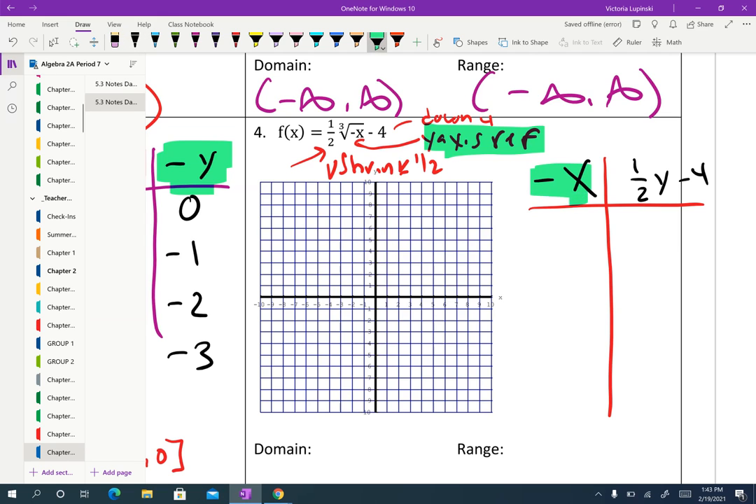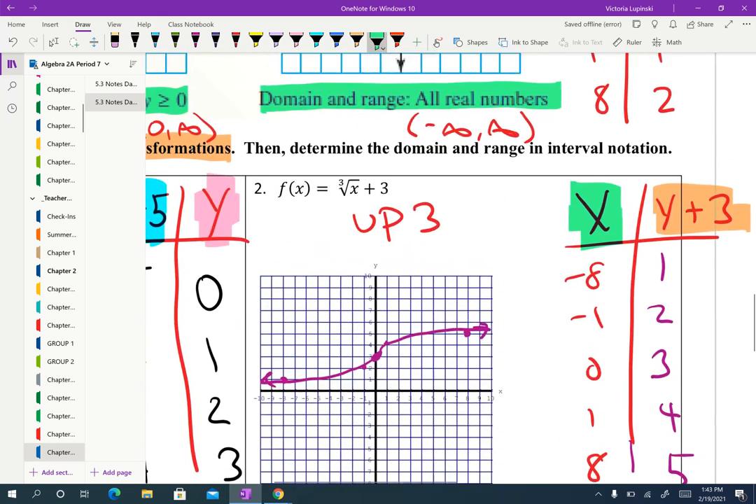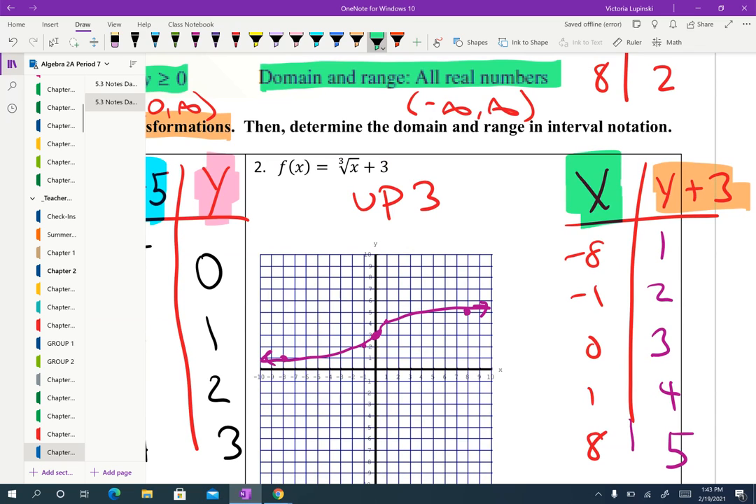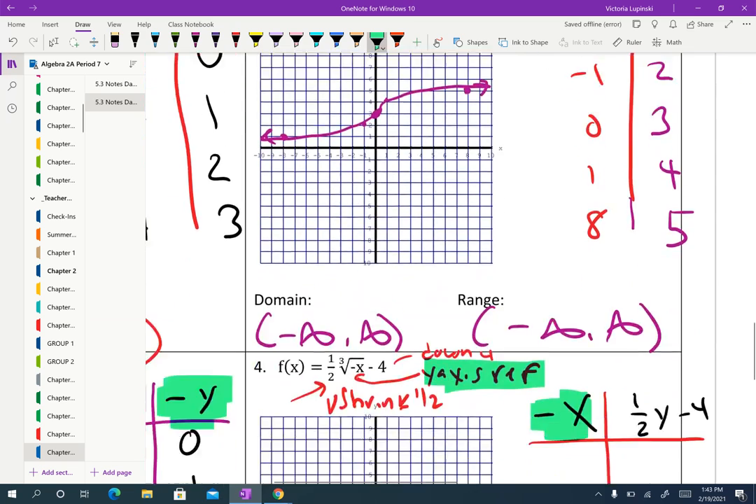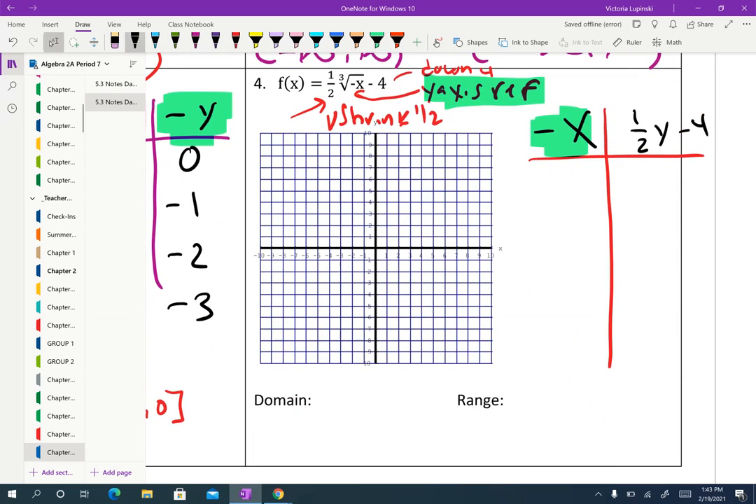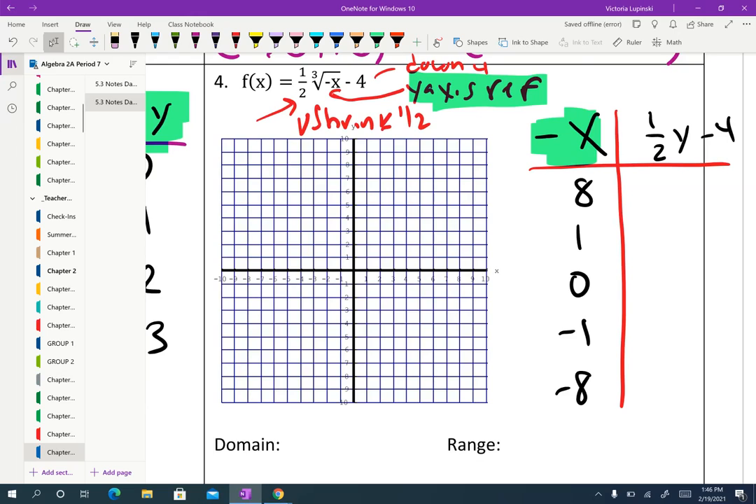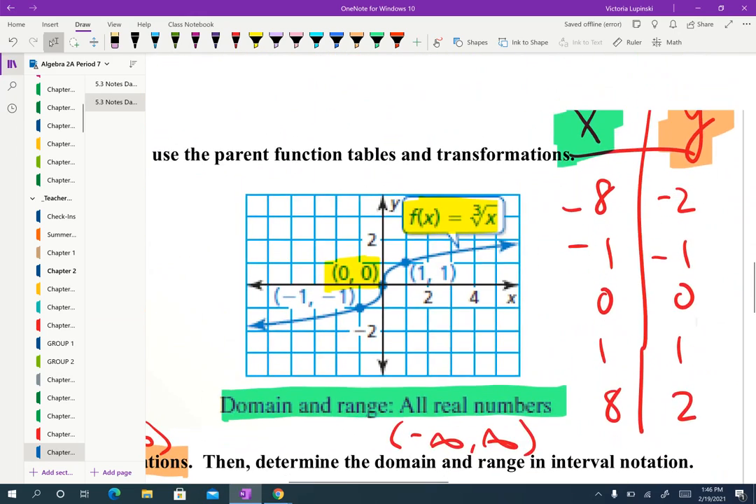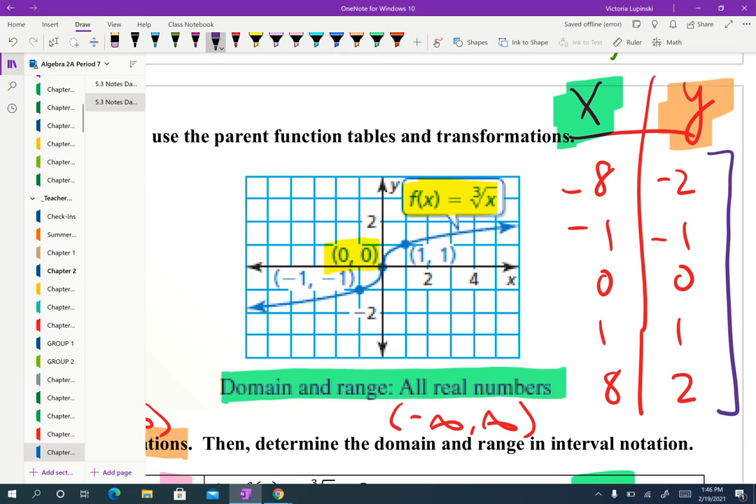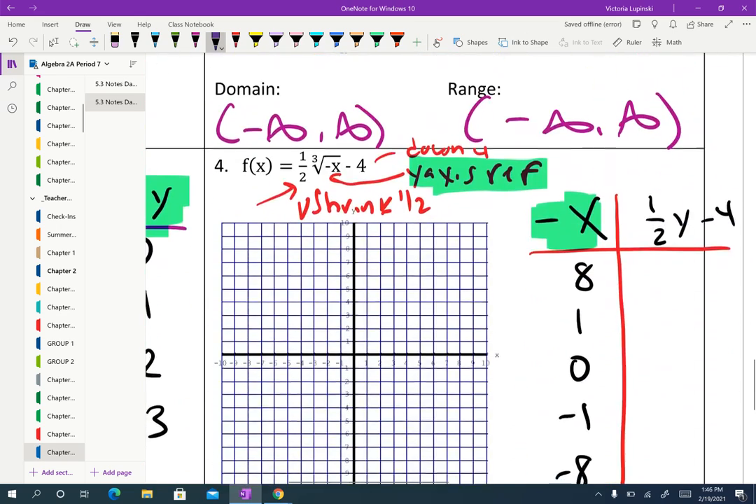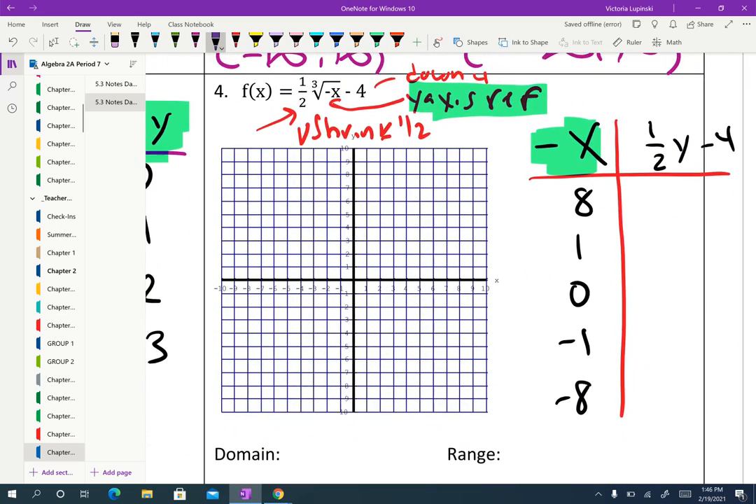Here for the x's, you're going to go above to your x column, and you're going to take all those values, and you are going to swap their sign. So they're now going to go in the opposite order. So it's going to start with 8, 1, 0, -1, and -8. So to find your new y values, you're going to go all the way back to the parent function. You're going to take these y values, you're going to take half of it, and then you're going to subtract 4. So if I start with that -2, half of it is -1, minus 4 is -5.